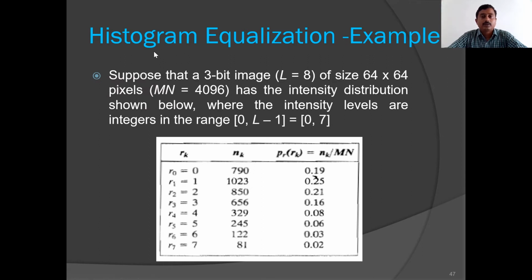Now we will see an example of histogram equalization. So here we have a 3-bit image, so its number of levels will be 8. L will be equal to 8. Its size is 64 by 64, that means the number of pixels will be 4096, and its intensity distribution is given below. It indicates that there are 790 pixels with intensity 0, there are 1023 pixels with intensity 1, and so on. So this is the intensity distribution, and we'll apply histogram equalization and find out the equalized image for this. We'll solve this on paper.